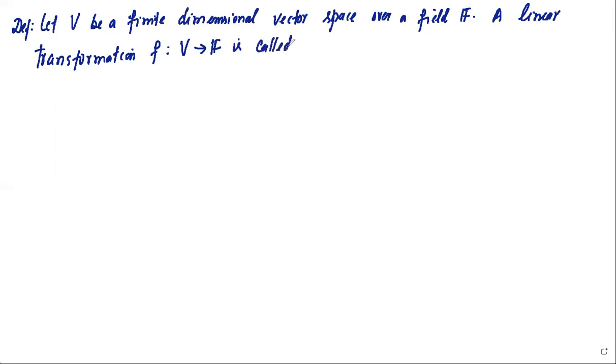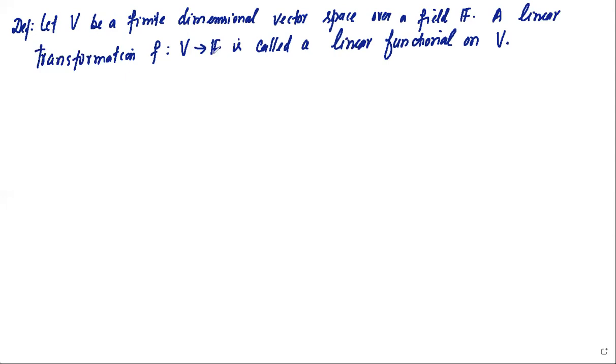So thus linear functionals are special kinds of linear transformations. A linear transformation is usually defined to be a linear map between two vector spaces. Now here, this linear functional is a special kind of a linear transformation. It's a linear map from a vector space V over F to the vector space F over F.